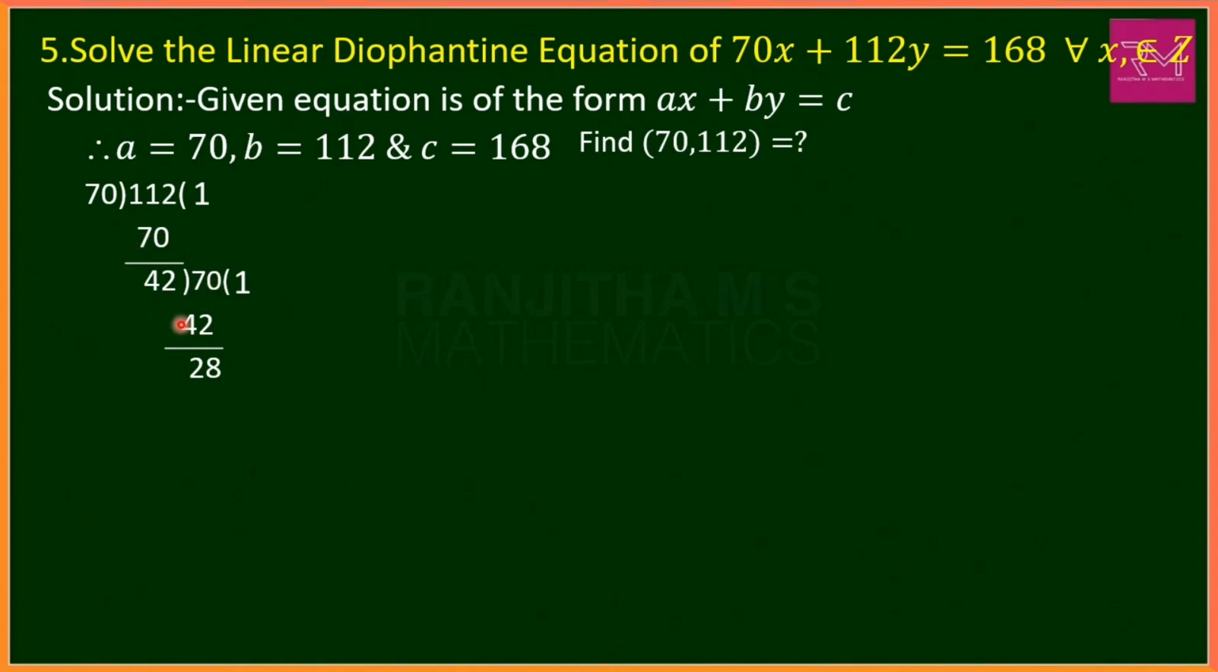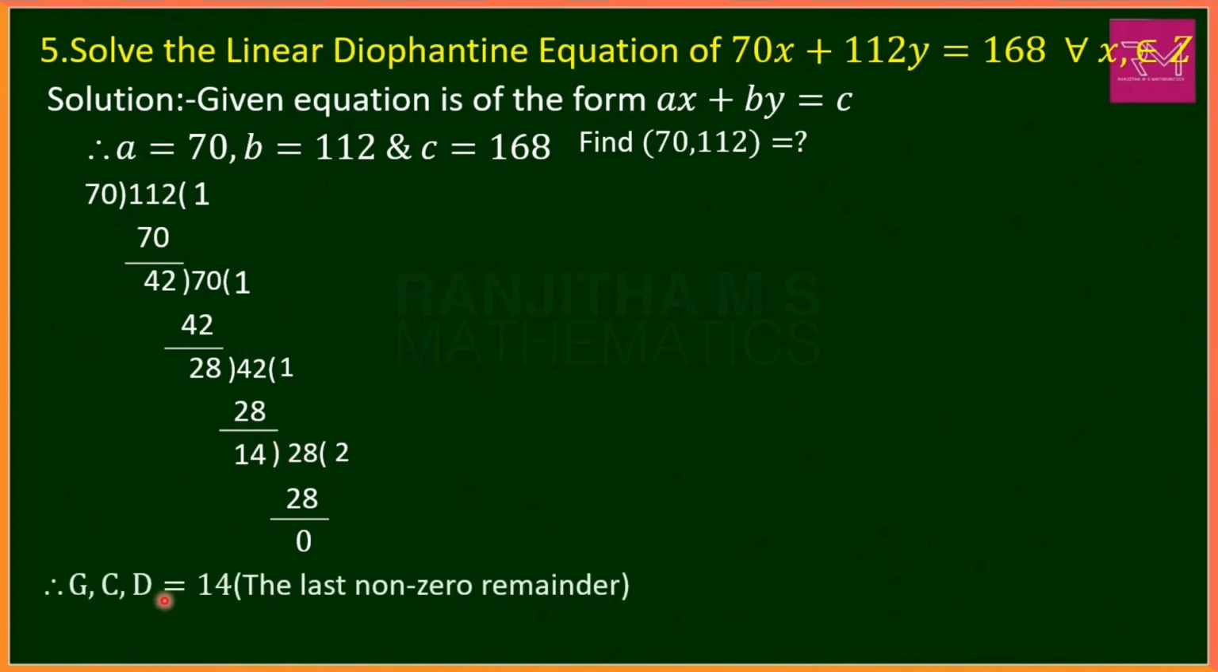We have to divide the divisor value by the remainder value. Next step, here we have 42 divided by 28. Here the quotient value is 1. Next step, 28 into 1 is 28 itself. So we subtract 28 from 42. We get a value as 14. This is the remainder value. Next step we have to divide the divisor value by the remainder value. We get 14 into 2. We know that 14 into 2 is 28. So we subtract 28 from 28, we get a value as 0. So 0 is the remainder. So we have to stop the division method here. Therefore, we can conclude that the last non-zero remainder, that is 14, is the GCD. That is, the GCD of 70 and 112 is 14.